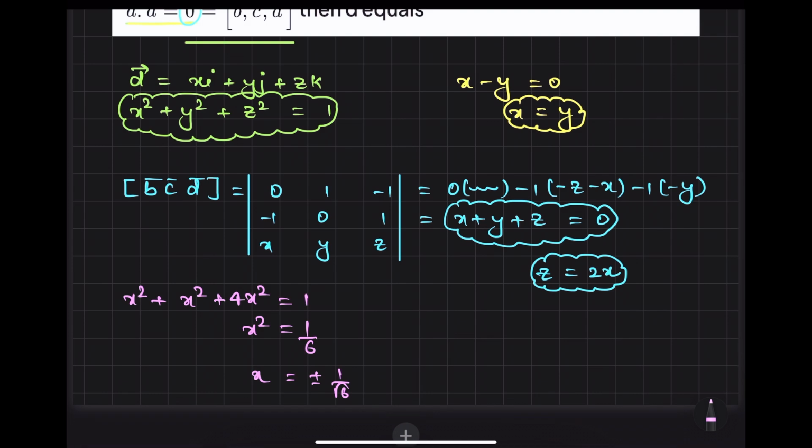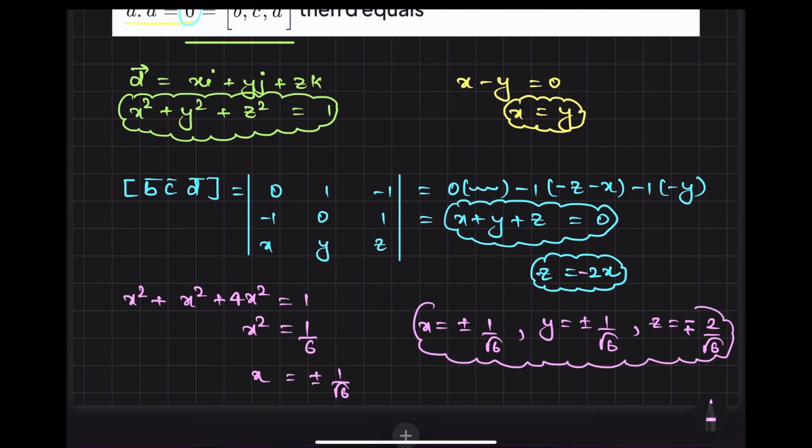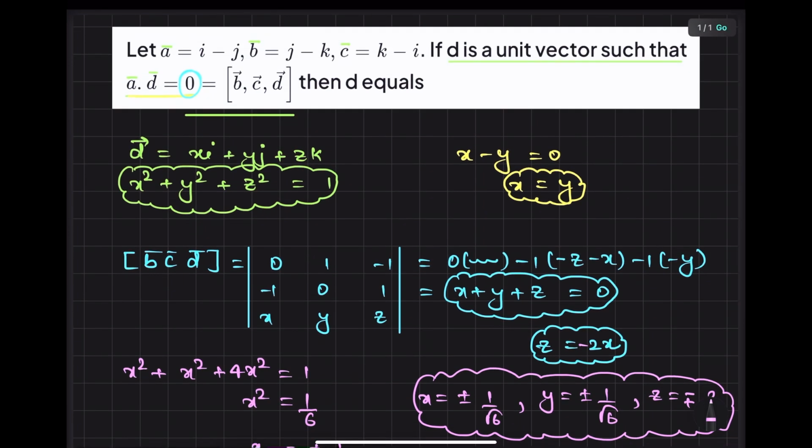Now can I say that x is plus or minus 1 by root 6, y is plus or minus 1 by root 6 and z is minus or plus, because this is not 2x, this is minus 2x, minus or plus 2 by root 6. Okay, so this is the combination of x, y, z. Corresponding to that we will get 2 vector D.